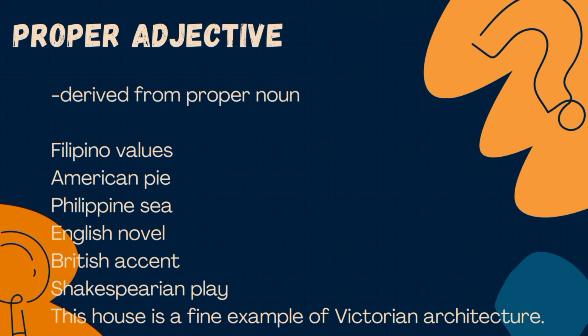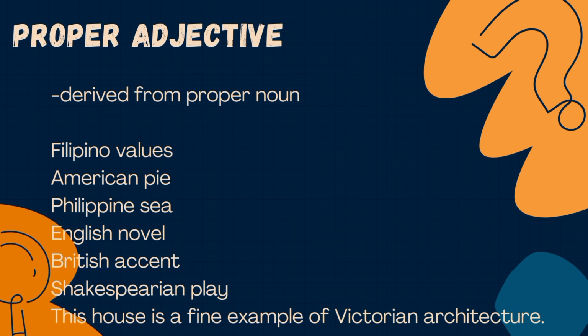Proper adjective. Derived from a proper noun. It's the name of a specific person, place, or thing. It's always capitalized. Filipino values. Filipino is a proper noun. American pie. American is a proper noun. Philippine Sea. Philippine is a proper noun. English novel. English is a proper noun. British accent. British is a proper noun.